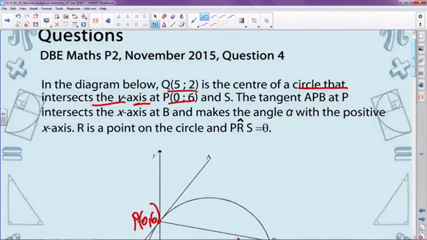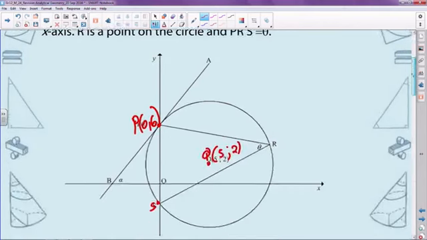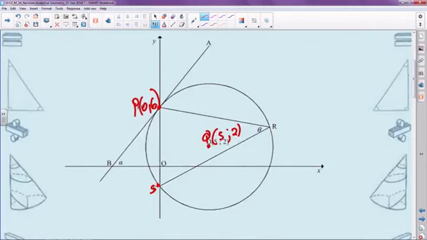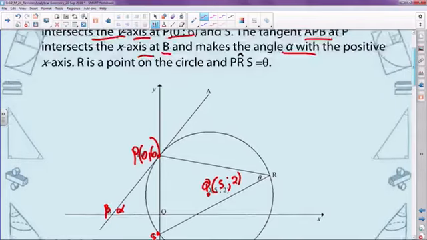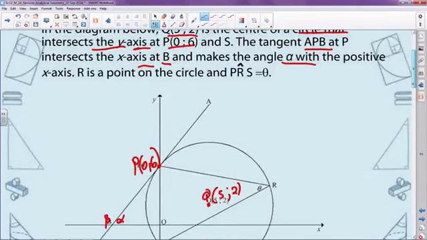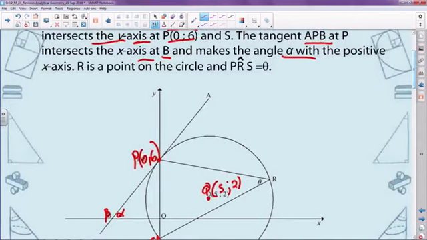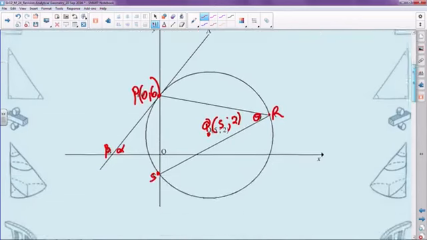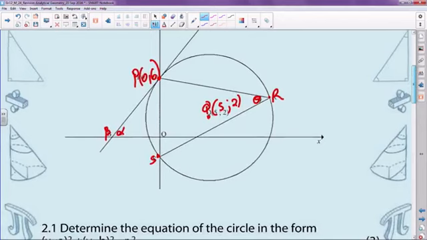And it also intersects the y-axis at the point S. The tangent APB at P intersects the x-axis at the point B and makes an angle of alpha with the positive x-axis. So you've got your tangent APB, and you see that it makes an angle of alpha in the direction of the positive x-axis. And they tell you that R is a point on the circle. There's R there, and the angle PRS is theta, so that goes in there. Everything that they gave us in the question has been given to you on the diagram.